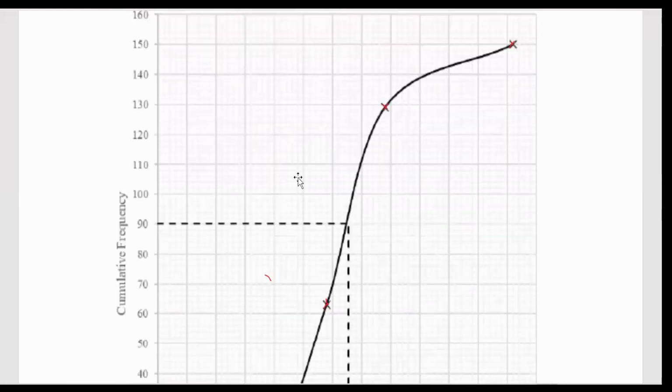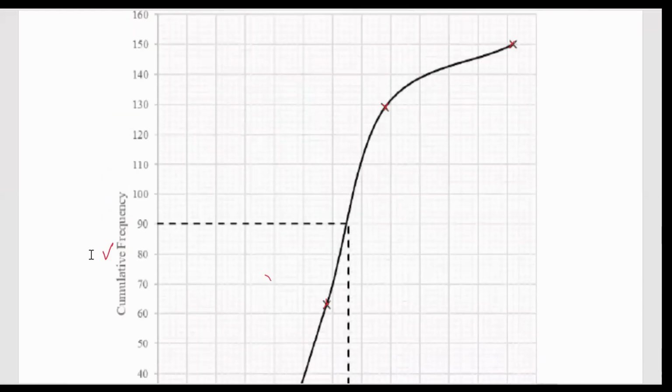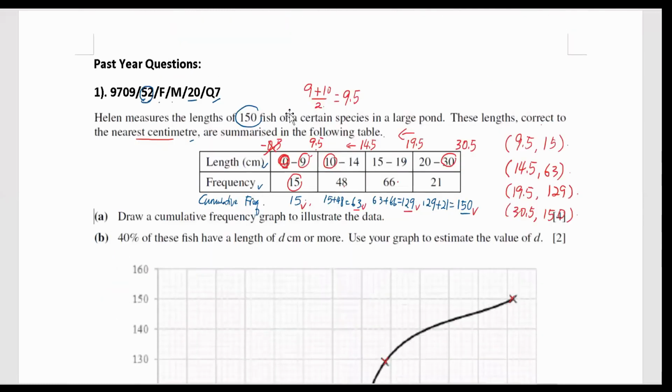And don't forget to label the y-axis as the cumulative frequency, and the x-axis, okay, in this case, is looking at the length of fish. So although we label all against the upper boundary, for this example, these questions, we are looking at the length of fishes, right? So we label it as the length, and if there are units involved, then we label the units as well. Okay, and then this is a complete cumulative frequency graph drawn. And that will be the answer for part A.